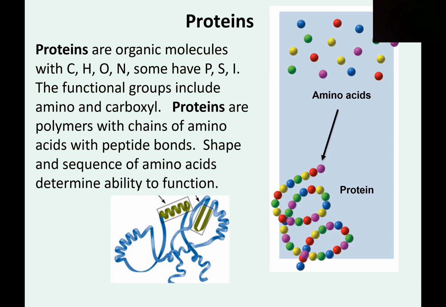So with proteins, you'll see dipeptides, tripeptides, oligopeptides, and polypeptides, each with 1, 2, 3, or more amino acids in a chain. The shape and sequence of amino acids determines the ability of the molecule to function. If it doesn't have the right shape, it cannot work. It cannot carry out a function.